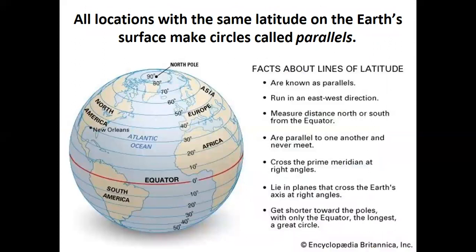And these are just a few basic facts about latitude from the Encyclopedia Britannica. These are facts about the so-called lines of latitude called parallels. All the locations with the same latitude make a circle called a parallel, and there are some basic facts about that.